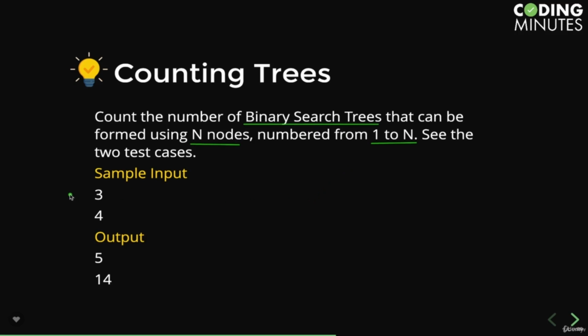And let us see these two test cases. For example, if n is 3, we get the output as 5, and if n is 4, we get the output as 14. So let us discuss, if I'm given 3 nodes, then how many BSTs I can form.